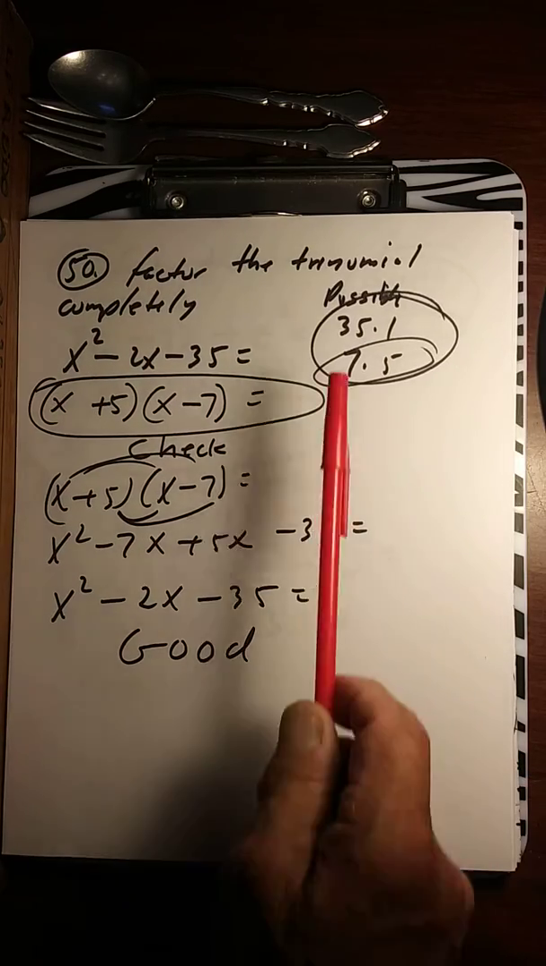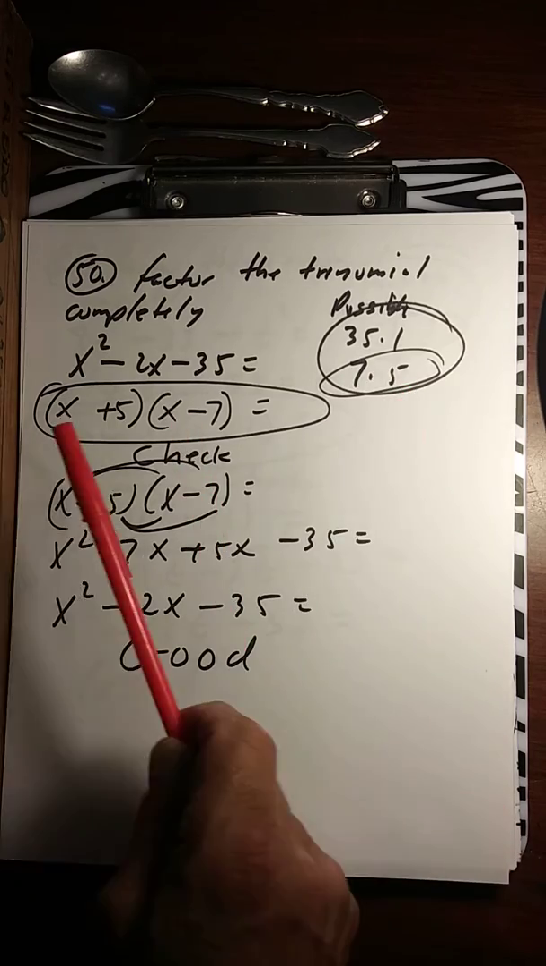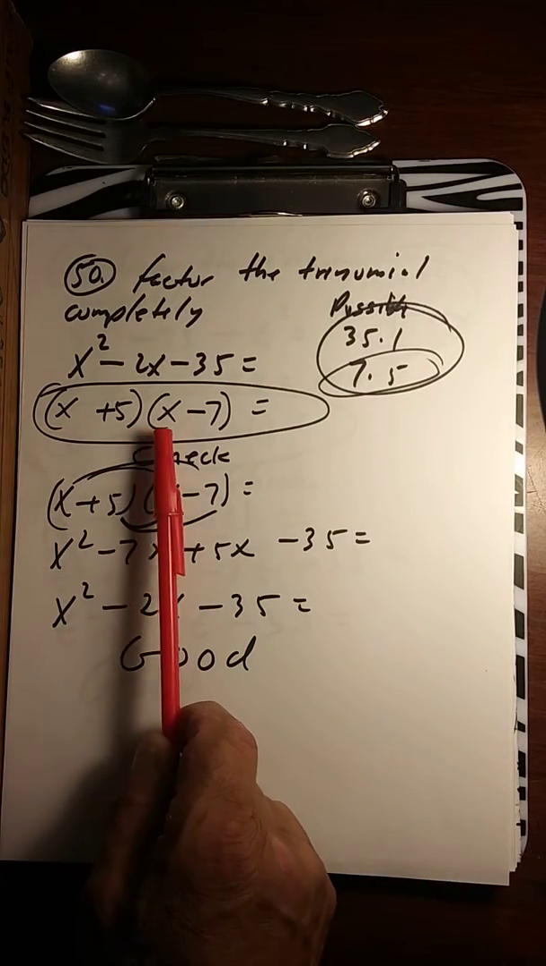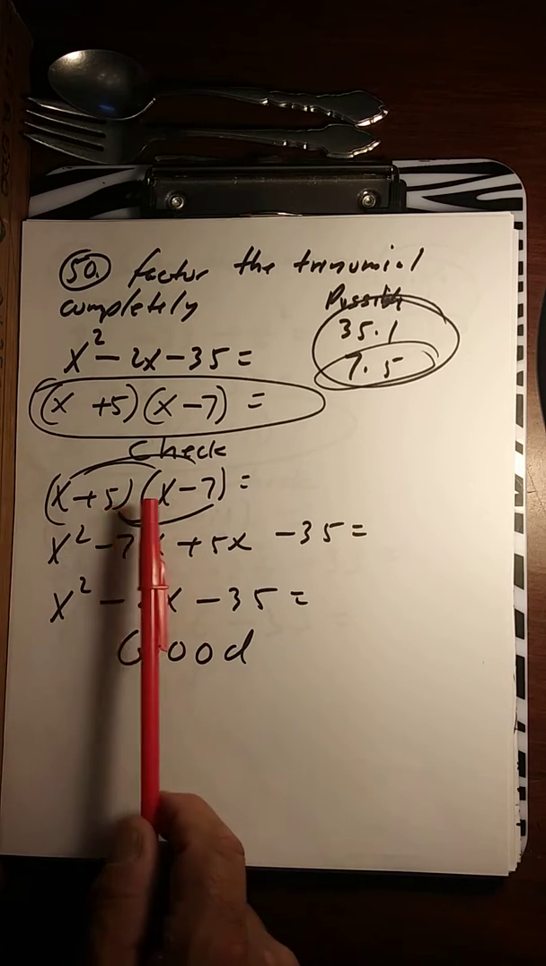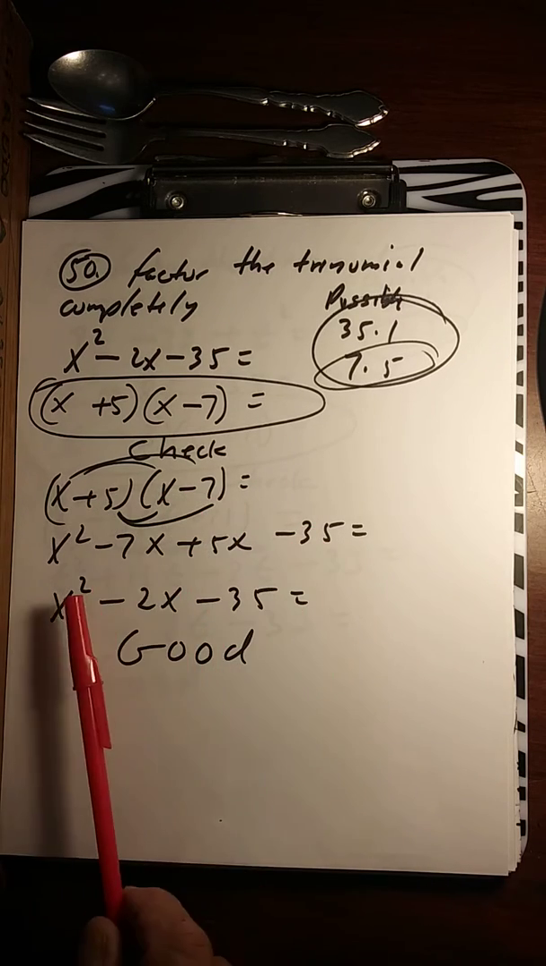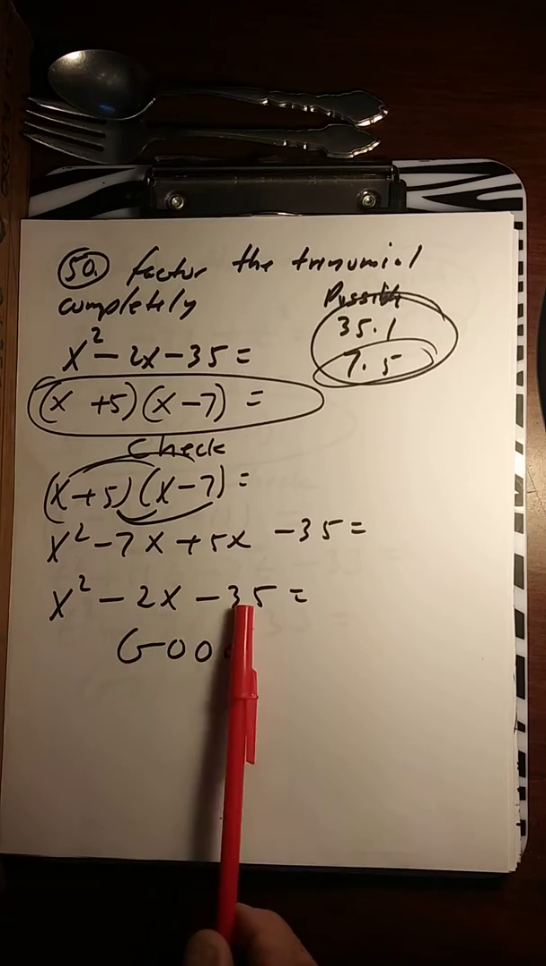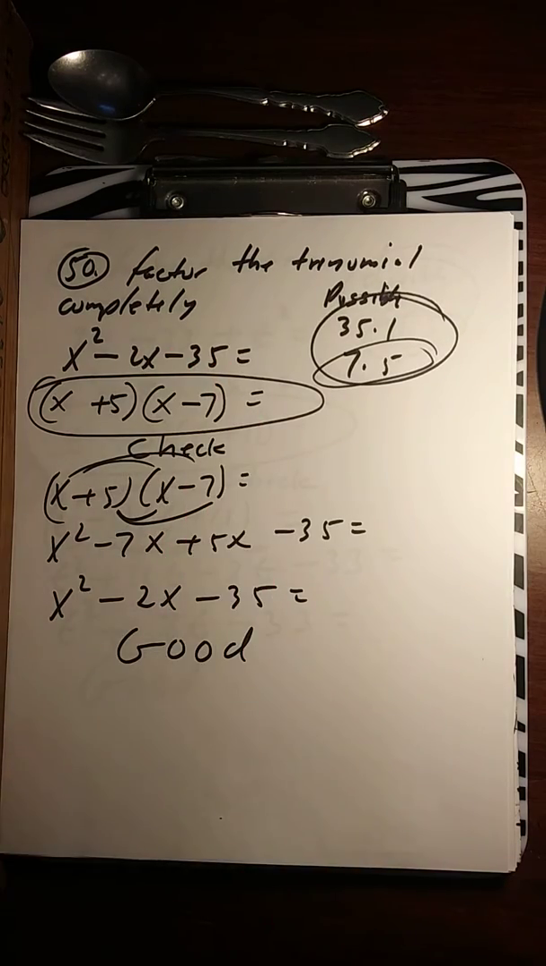Factor completely. Possible answers, I'm going to say 7, 5. x plus 5, x minus 7. Check it. x times x squared minus 7x plus 5x minus 35. x squared minus 2x minus 35. Correct.